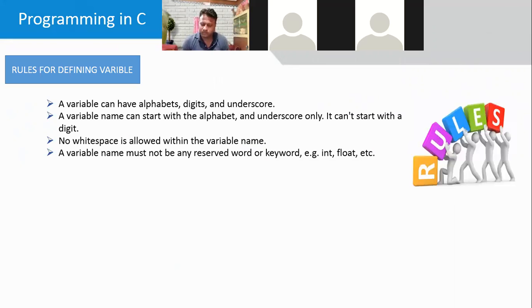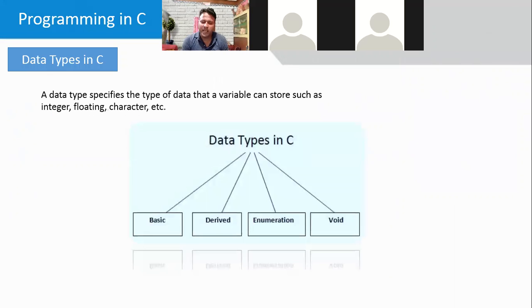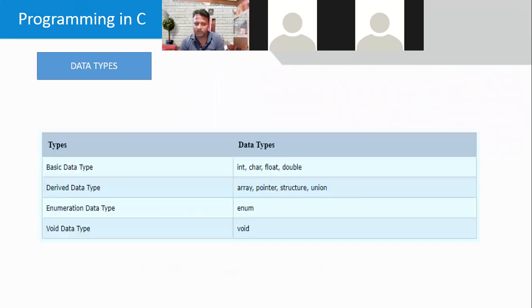So data type specifies the type of data that a variable can store, such as integer, floating, character, etc. So these are the different data types we are using: basic data type, derived data type, enumeration data type, and void data type.